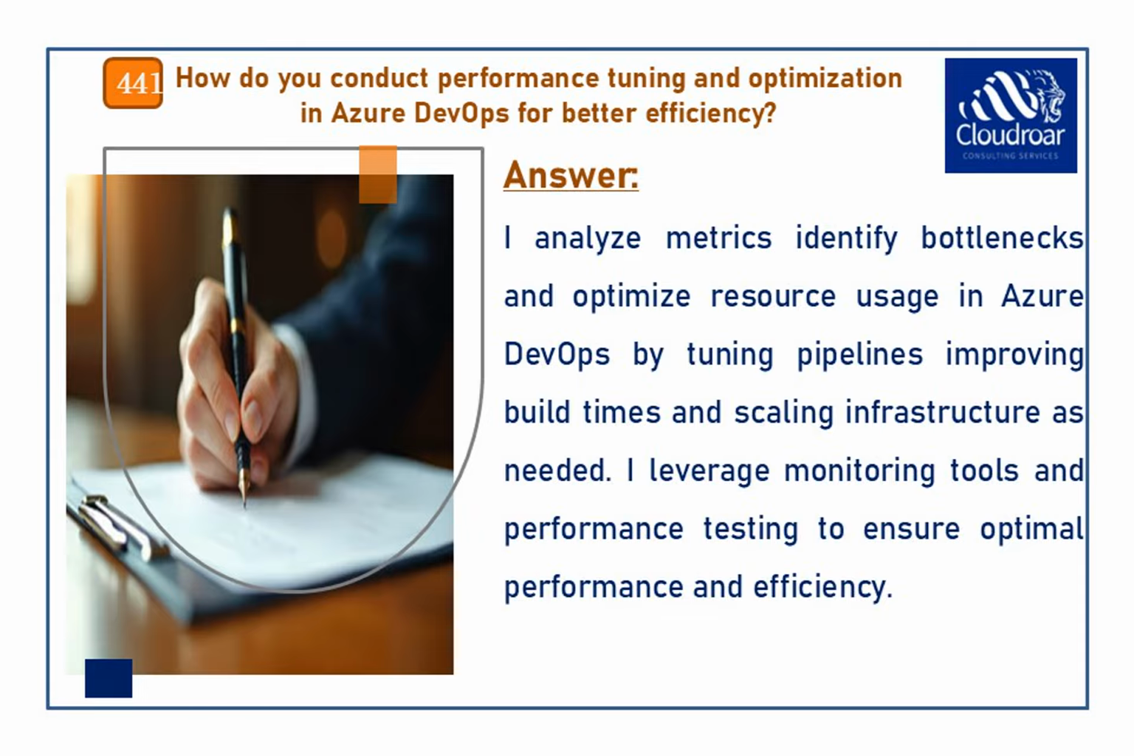Question 441. How do you conduct performance tuning and optimization in Azure DevOps for better efficiency? I analyze metrics, identify bottlenecks, and optimize resource usage in Azure DevOps by tuning pipelines, improving build times, and scaling infrastructure as needed. I leverage monitoring tools and performance testing to ensure optimal performance and efficiency.